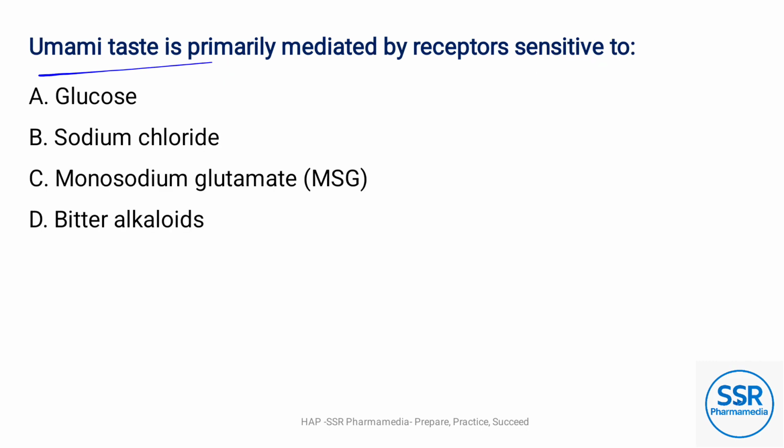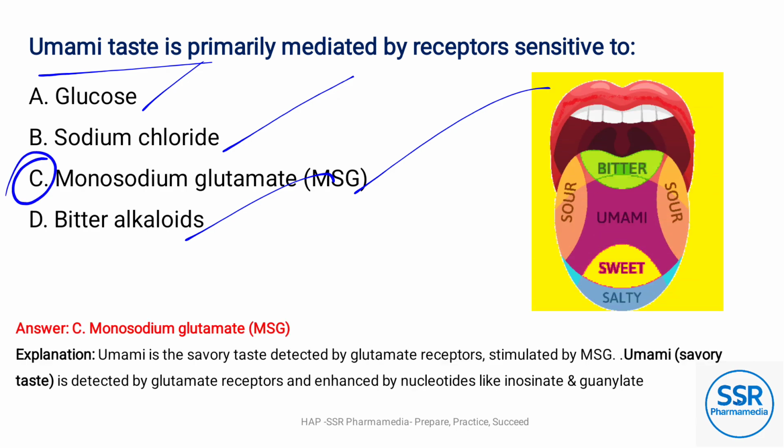Umami taste is primarily mediated by receptors sensitive to option A, glucose, option B, sodium chloride, option C, monosodium glutamate, option D, bitter alkaloids. So the answer is option C, monosodium glutamate. Umami is the savory taste detected by glutamate receptors stimulated by monosodium glutamate, and enhanced by nucleotides like inosinate and guanylate.